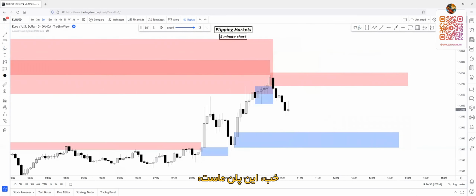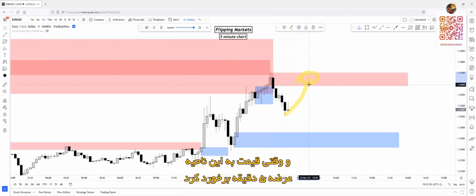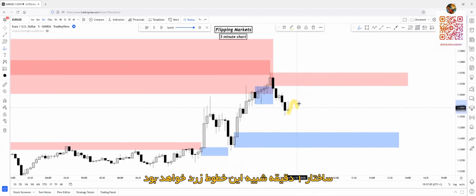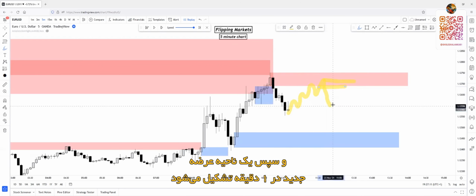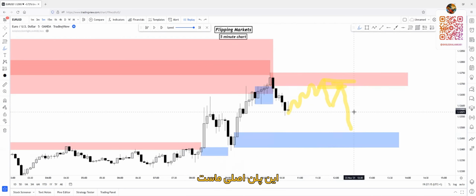Okay, so here's the plan. We are waiting for the tap of this supply zone on the 1-minute chart. After price taps this 5-minute supply zone, we will wait for a 1-minute change of character. So the 1-minute structure will look like this: price taps this supply zone, creates a change of character, and then at the freshly created 1-minute supply zone, we will enter the trade and target this 15-minute demand zone. This is the master plan here. It's really clear and simple, right?